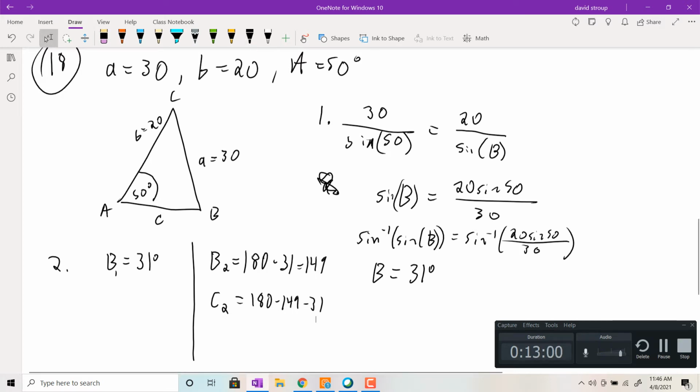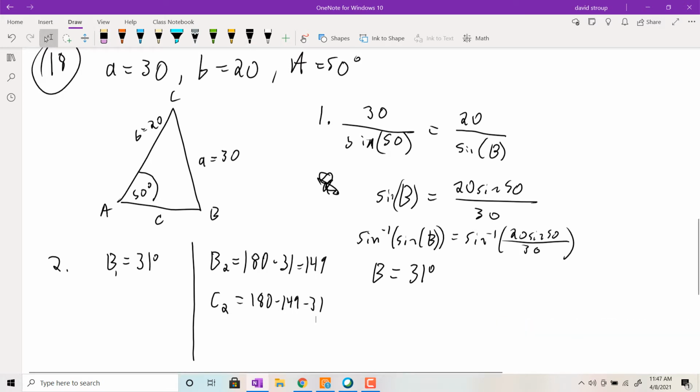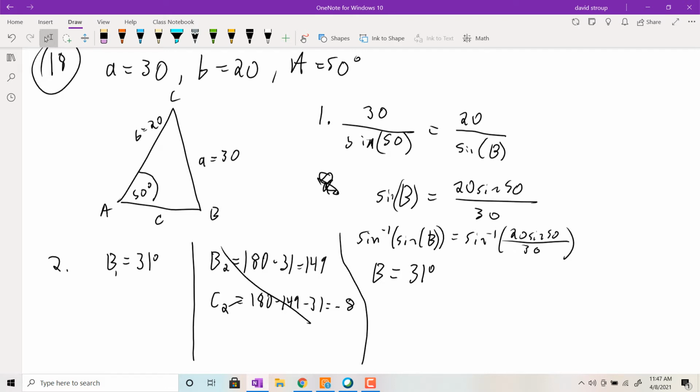Right, because that thing is just going to be negative. What is it? Negative 8. So this isn't one. That's not going to work. So you're just going to have the one answer case.